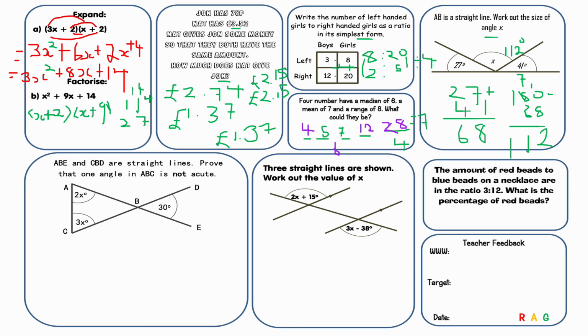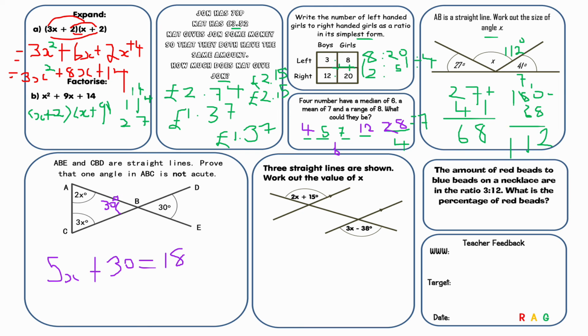ABE and CBD are straight lines. Prove that one angle in ABC is not acute. So vertically opposite angles are equal, so therefore, if that's 30, that has to be 30 as well. To work out the value of x, angles in a triangle add up to 180. So it's going to be 2x plus 3x plus 30 has to equal 180. Well, 2x plus 3x is equal to 5x, plus that 30 has to equal 180, because angles in a triangle have to make 180.